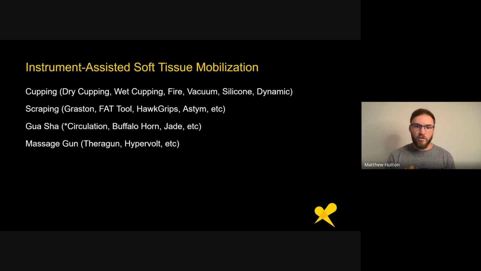Massage guns, these are pretty much also a dime a dozen. They all do pretty much the exact same thing. Theragun and Hypervolt are the two big companies and probably the first ones that made it. And now everybody's making a Temu version of it. So they all do pretty much the same thing. There it is on display.